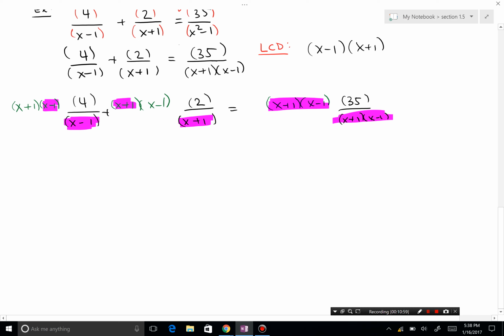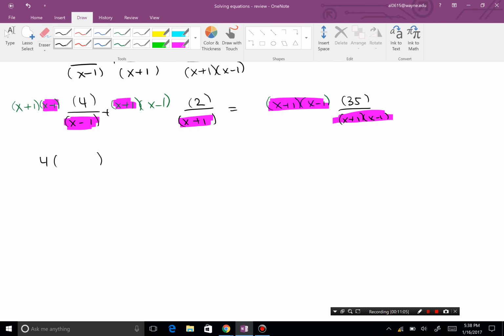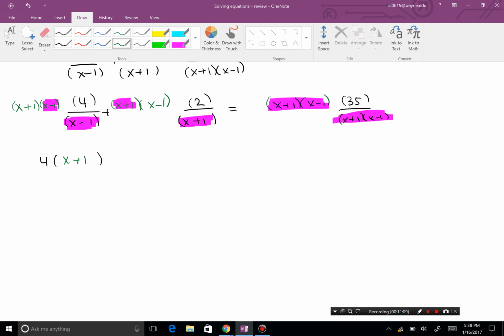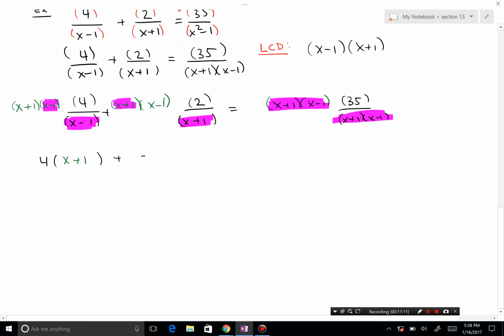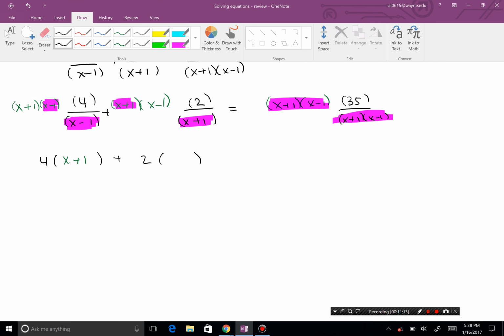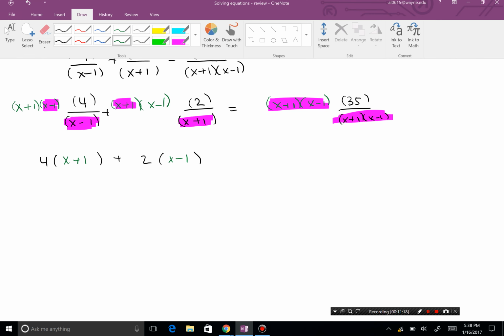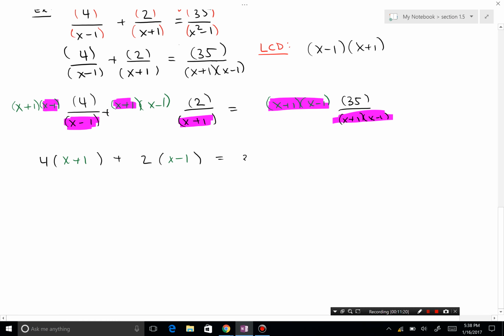So what does that end up leaving us? That leaves us the 4 times the x minus 1, and I'll write it in green just to make it clear why it's there. It's left over. And then we have plus 2 times the x minus 1 again, x minus 1. And then we have just 35. Now, this is an easy rinky-dink problem. So here we go, and I'm going to speed through it. 6x plus 4 minus 2 is 2 equals 35.